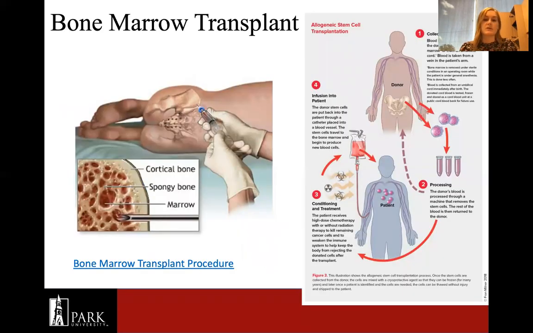So a bone marrow transplant, this is what that looks like. They stick a needle into your actual bone, deep enough to get that red marrow. Remember, that red marrow is usually at the proximal or distal ends of the bone, on the epiphysis, and they're going to go in as deep as they can to get to that red marrow.